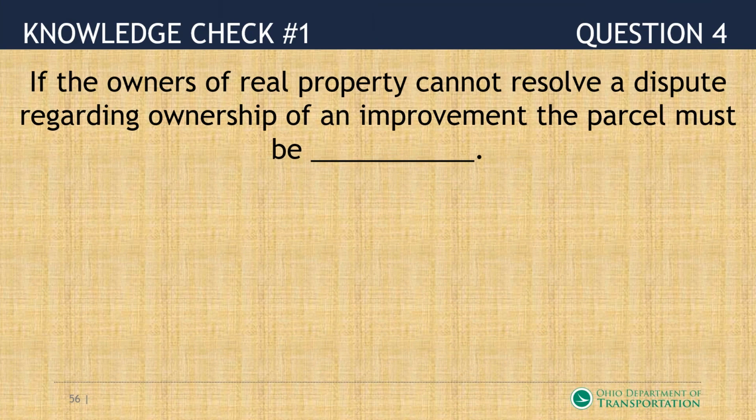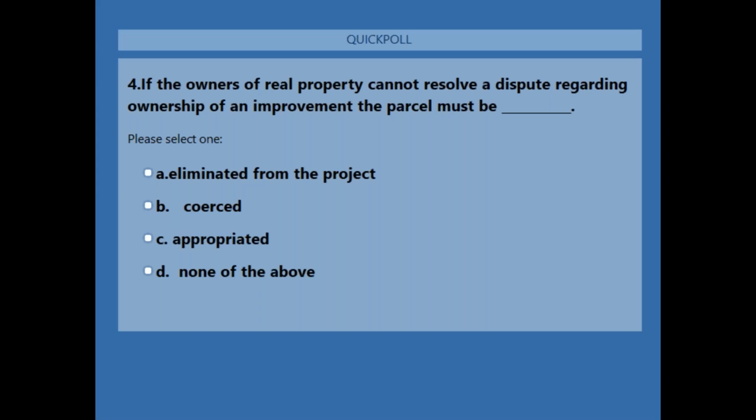All right, I'm going to read this next one off before I launch it because it didn't quite all fit on there. Okay. If the owners of real property cannot resolve a dispute regarding ownership of an improvement, the parcel must be blank. And then I'm going to launch it. Eliminated from the project, coerced, appropriated, or D, none of the above. So please put your votes in. Looks like they all got this one. Oh, I spoke too soon.